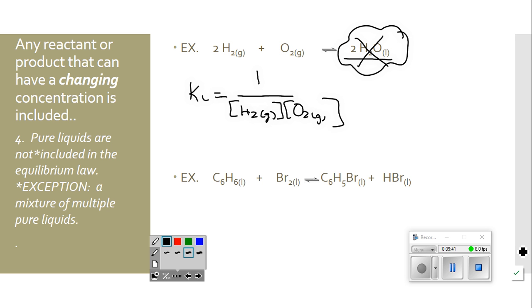Now, if you have a scenario like the one that's there, and if you look at what's going on, everything is a liquid, not aqueous, but actually an L for liquid. If that's the scenario, every single thing in the expression is a liquid, then you include all of them.